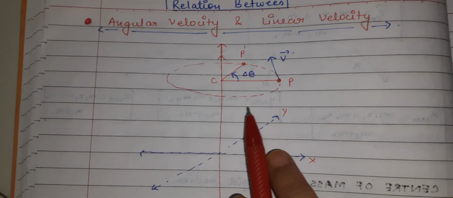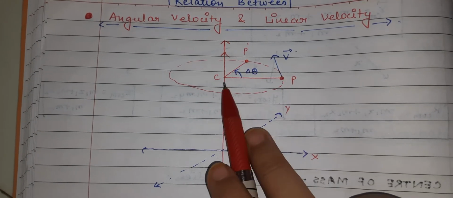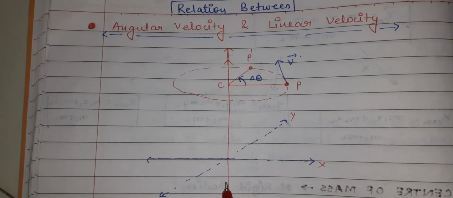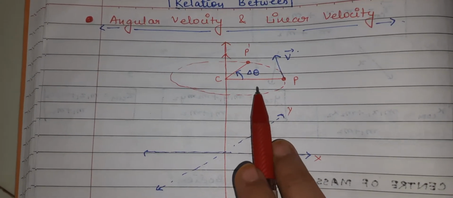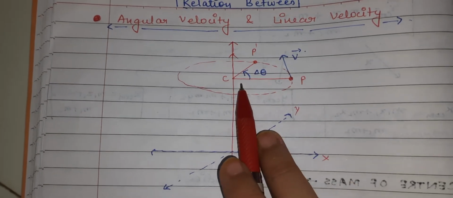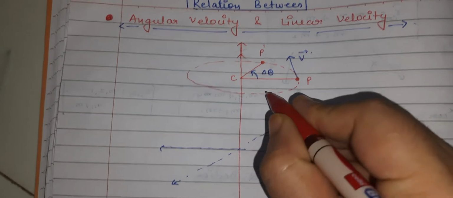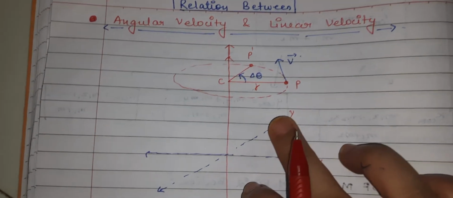and a particle at a point P describes a circle with a center C lying on OZ, on the positive axis. Suppose the radius of the circle is small r, which is the perpendicular distance of the point P from the axis. We can write this perpendicular distance as small r.